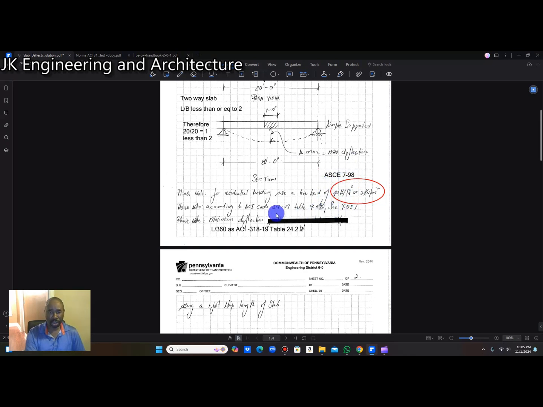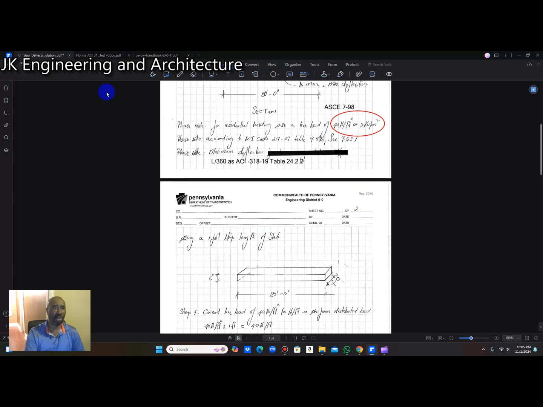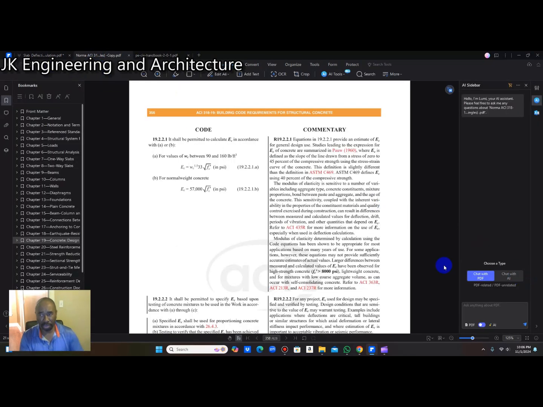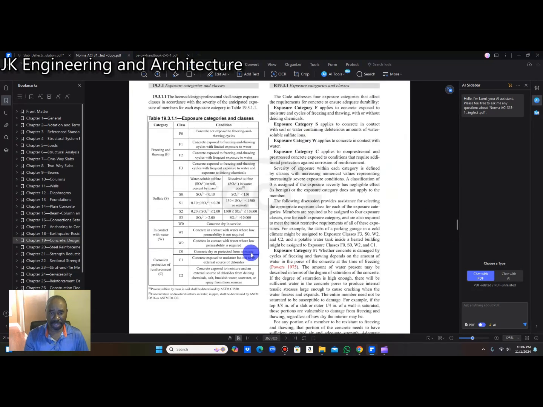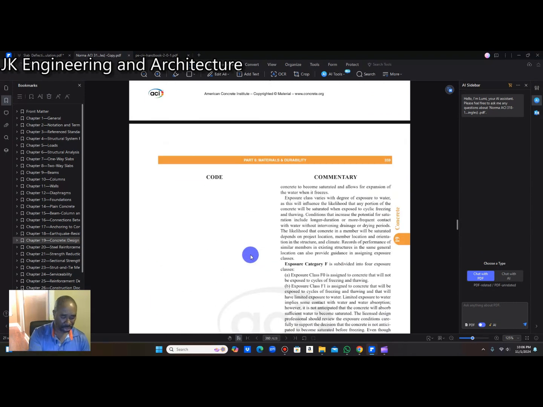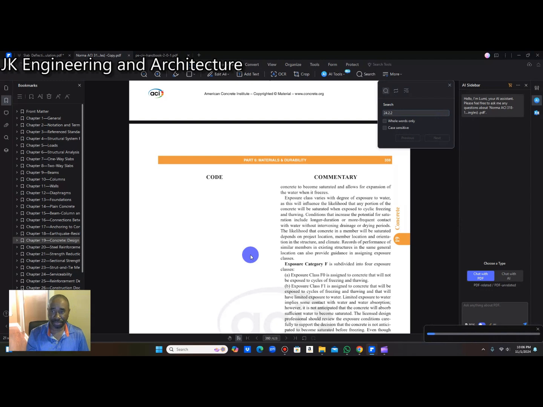All right. So the second thing, we go to the code, which is ACI 318-19. So this is the 2019 ACI code to determine how much is the maximum allowable deflection. So if we go to the code, we should go to the table for that. Let me see if I can find it very, very quick. So it is control find, which is 24.2.2. All right.